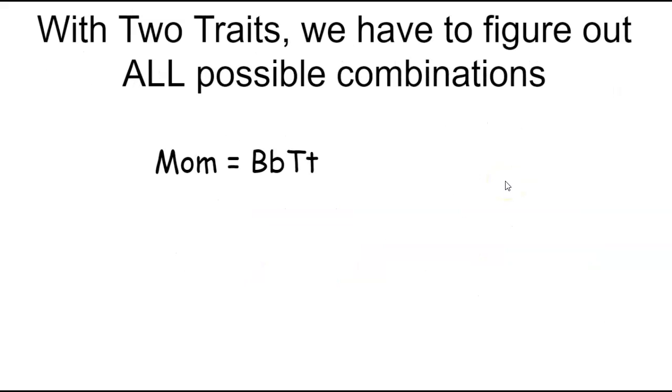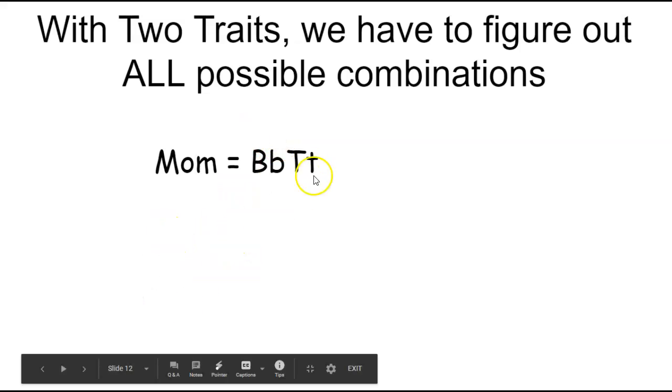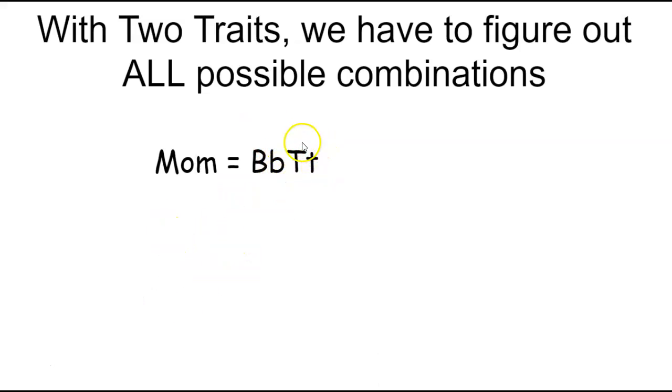Now we've got two traits. So instead of just putting one letter in each, we have to figure out all the possible combinations. We can't just put one letter in an egg, okay? Because if we only put a B, then they're only going to have a gene for brown eyes, and they're not going to have the gene for tall or short. So we need a combination of two, and there's lots of different combinations. So here's one combination. The combination's always going to be one of each type of letter, okay? So one B and one T. The first combination we could have is a big B and a big T, okay?